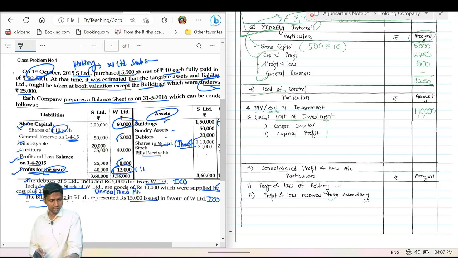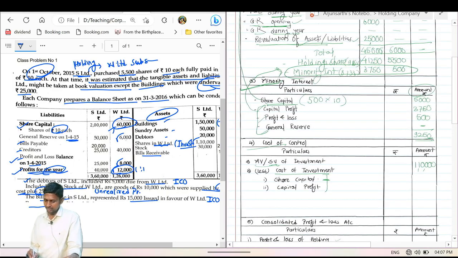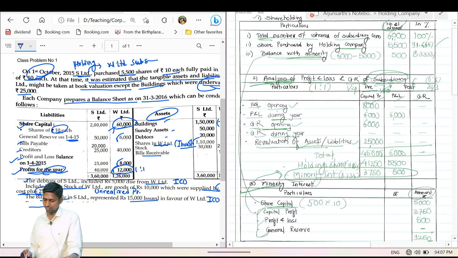Share capital. Share capital is how much? Share capital of whom and how much? What is the share capital? The 60,000, do I require? No. In 60 you will find two parts. Holding share and minority interest. Now likewise, you have written share capital of a minority from first note. Here also, you require share capital. Then why not first note? This information also from first note here.